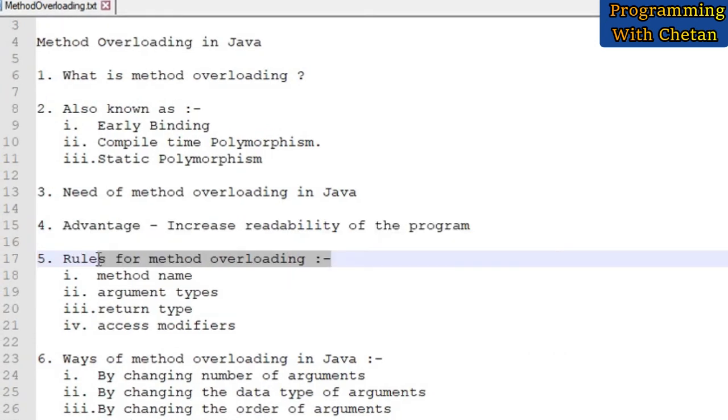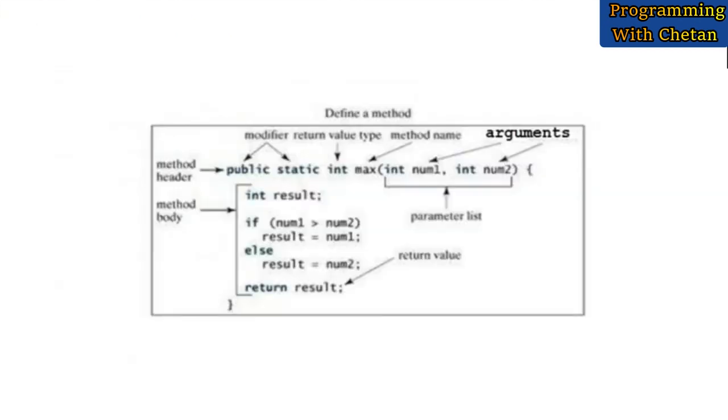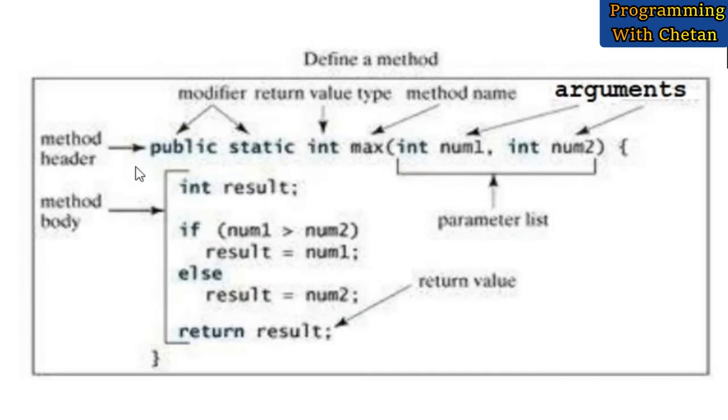Now my dear friends, before discussing the rules for method overloading in Java, let us first discuss methods in the Java programming language. As you can see, our method has two parts, method header and method body. Let us first see the method header. Inside the method header we have public, static, int, max. Here public and static are modifiers and these are optional. If we do not provide the value of the access specifier, then by default our method scope is default.